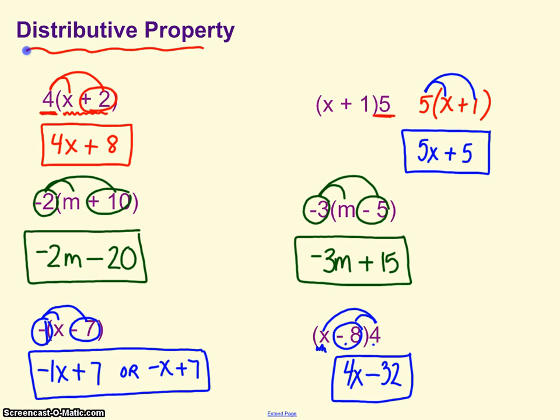If you prefer to rewrite this, just put that 4 out front. Leave the x minus 8. Don't change anything on the inside. And then you can distribute from there. Here's your 4 times x to get 4x. 4 times negative 8 is negative 32. And that is distributing.